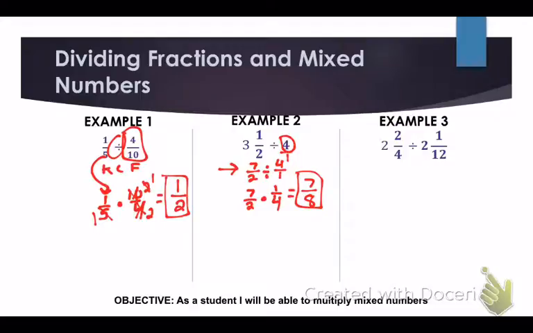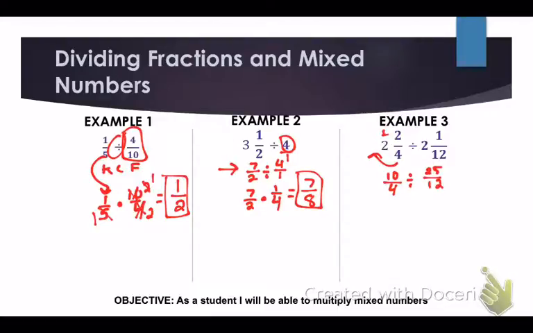Example number 3. Here we go. Step number 1 says convert from mixed numbers to improper fractions. We need to do that. So 4 times 2 plus 2 is 10/4 divided by, notice it's still division because I haven't done keep, change, flip yet, 25 over 12.